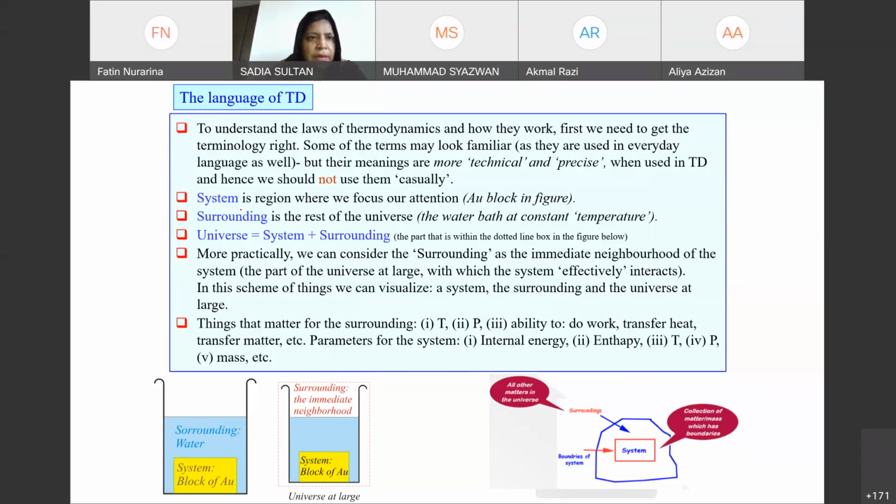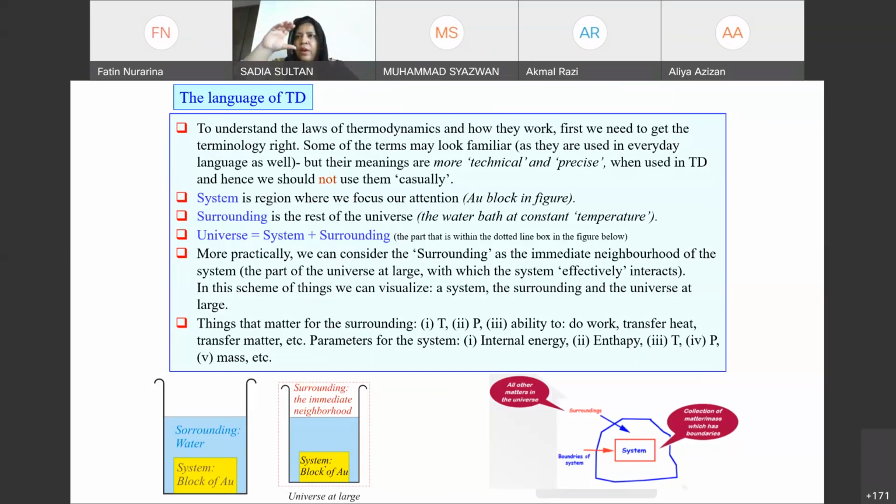Okay. For example, system. We have three things here: system, surroundings, and universe. If you understand system and surroundings, we can understand universe as well. So what is system? System is the region where we focus our attention. For example, see in this diagram, the block A, this is the system. It is a region where we focus our attention. For example, my focus or your focus on this block.